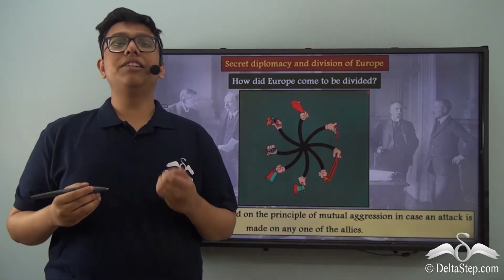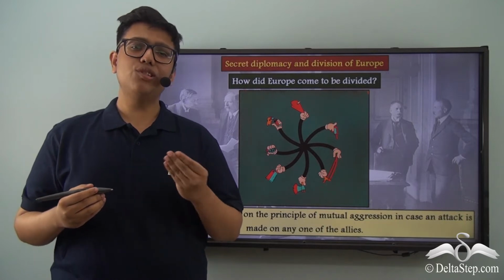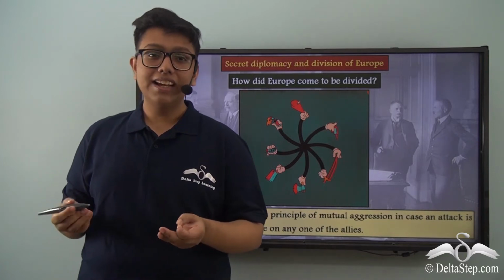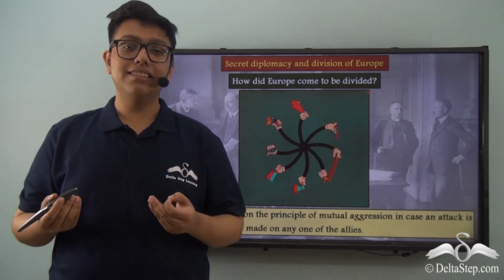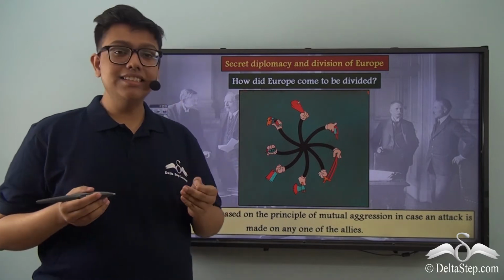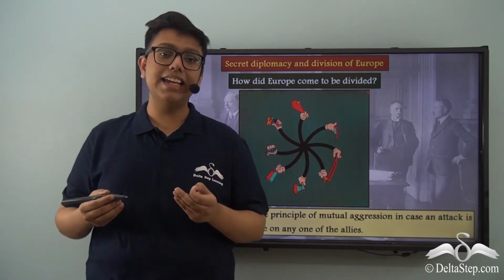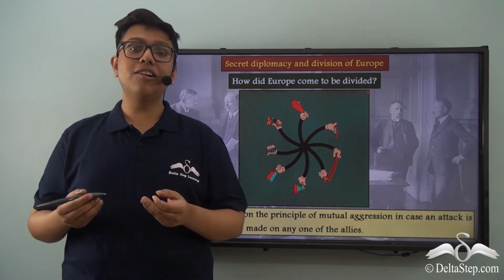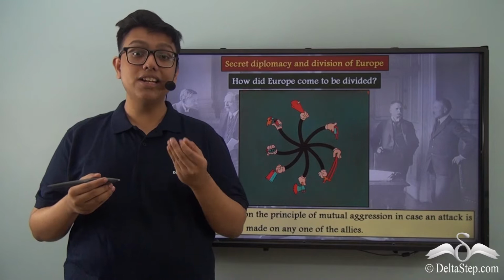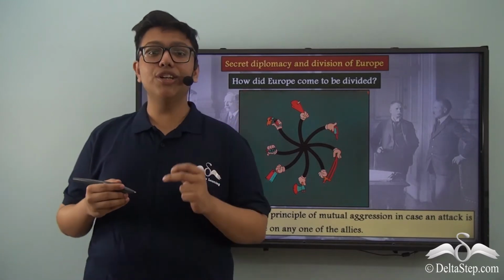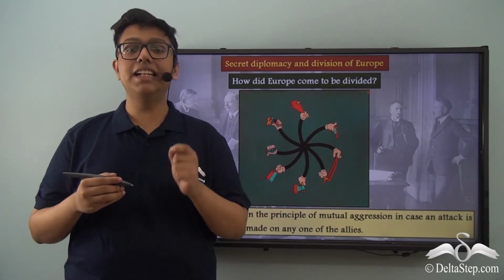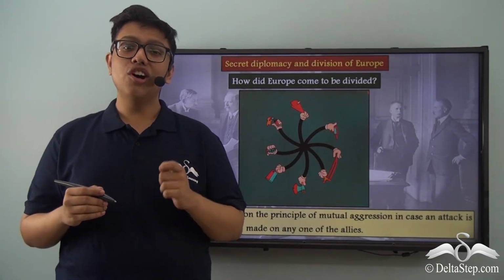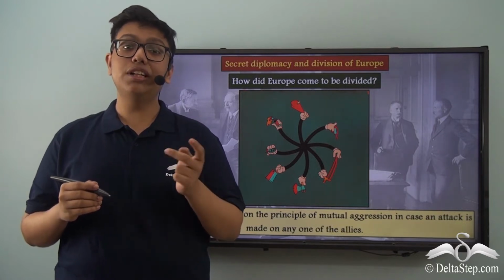Now coming to the important question. How did the division of Europe or the popping up of these alliances lead to the First World War? Are alliances naturally bad? Not at all. Because alliances are extremely important in the day and age we live in. Alliances are formed between countries to mutually work on social, political, and economic issues. But these pre-First World War alliances were military in nature. And these alliances had the one war-causing clause of mutual aggression and mutual defense.